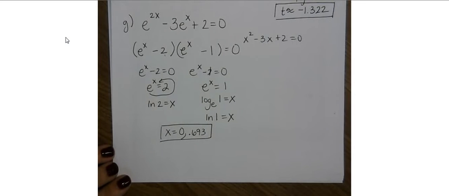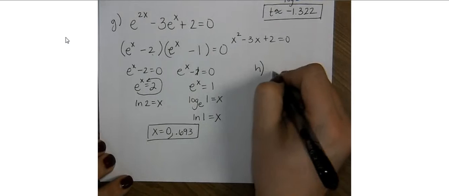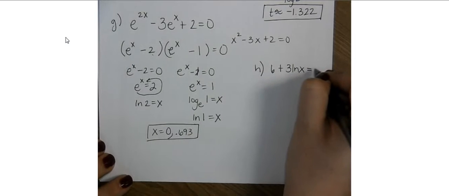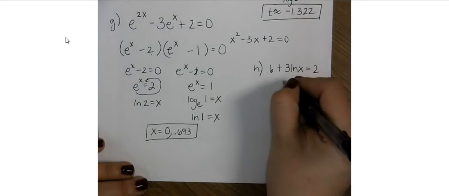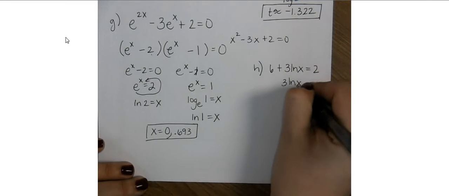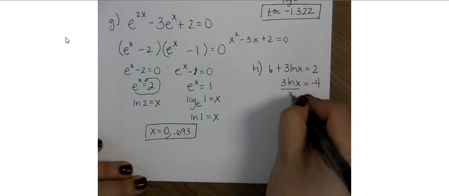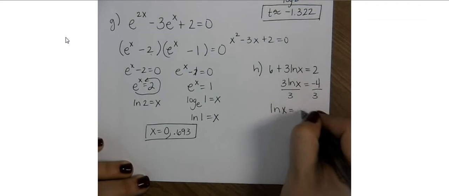All right, you have 6 plus 3 times the natural log of x equals 2. All right, so this one's a little bit easier. You subtract the 6, gives you negative 4, and then you divide by 3, and you get the natural log of x equals negative 4/3.